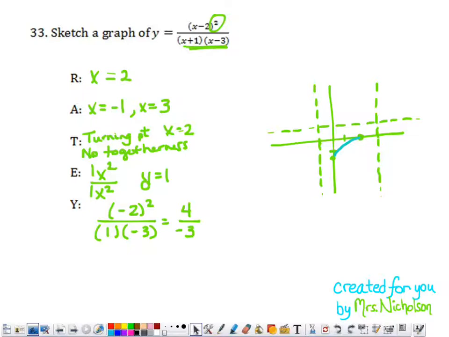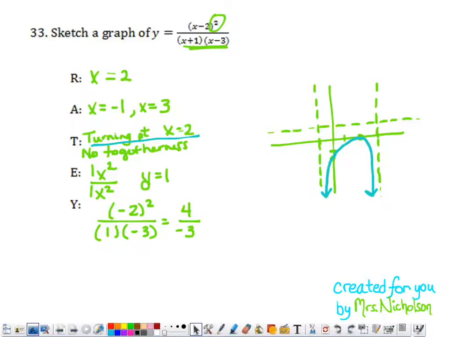And if I look over here at my y-intercept, after that, my graph is going to go toward that asymptote. It's going to go down. Here at the x-intercept, this is where I need to remember that I do have a turning point at x equals 2. And so that means my graph is not going to cross the x-axis, but it's going to turn around and go back down toward this asymptote.